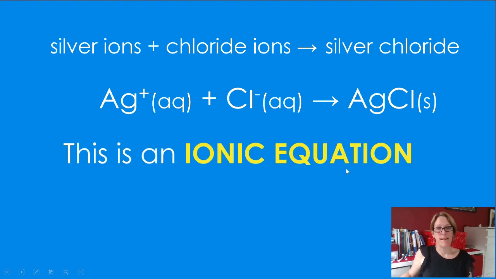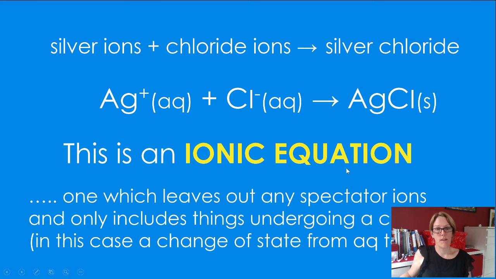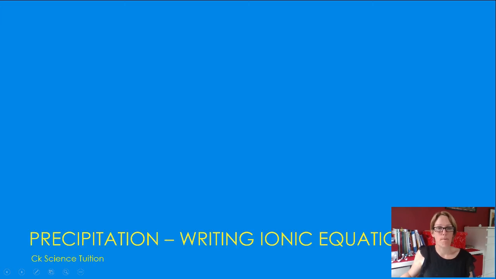So this is an ionic equation, and it leaves out spectator ions, only includes anything that's undergoing a change, and in this case the change is a change of state from aqueous to solid, which is always a mark when you're writing this type of equation.